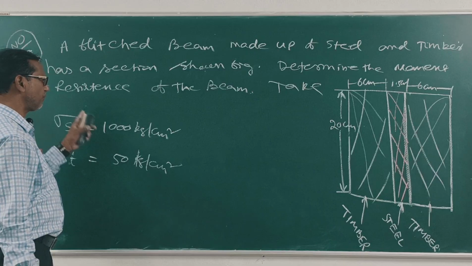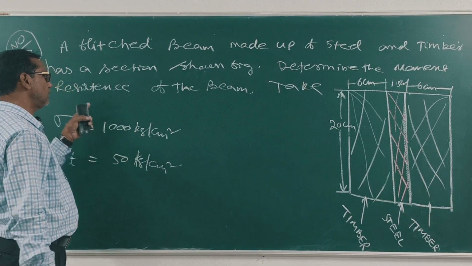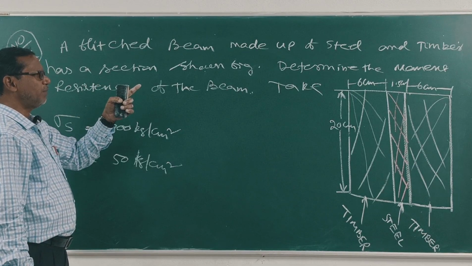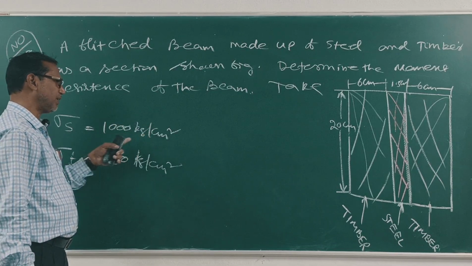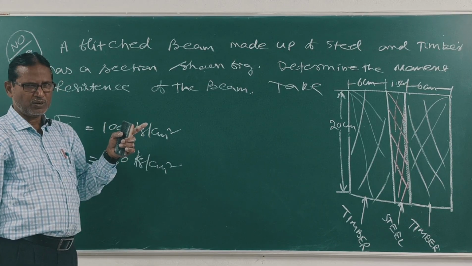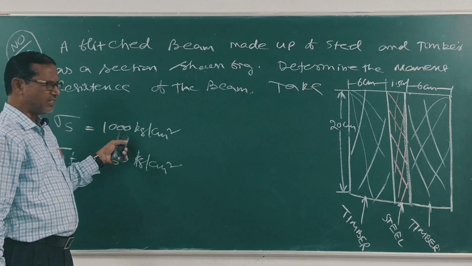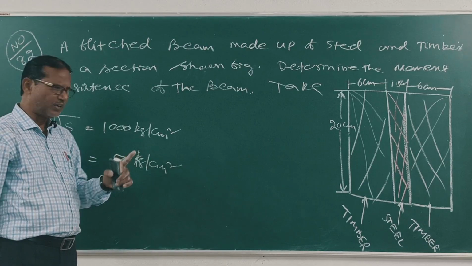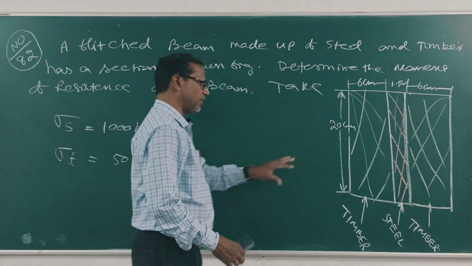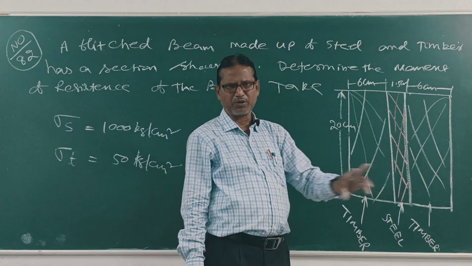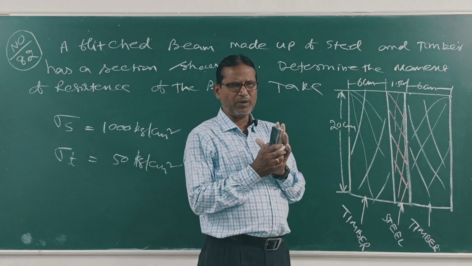See question number 82. Some little more different problem. A fixed beam made up of steel and timber has a section as shown in the figure. Determine the total moment of resistance of the beam. Take sigma s, stress for steel, as 1000 kg per cm square and stress for timber as 50 kg per cm square. This is timber, this is steel, this is timber. Two same timber sections and one steel section, three combined together, form a fixed beam.